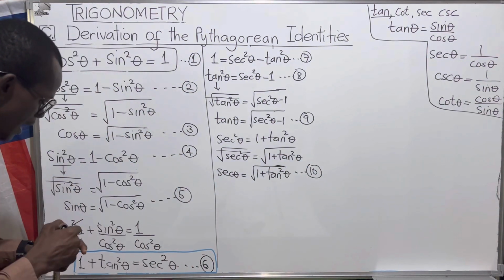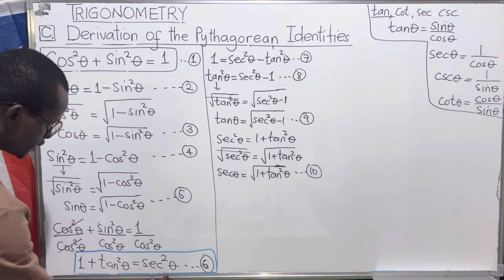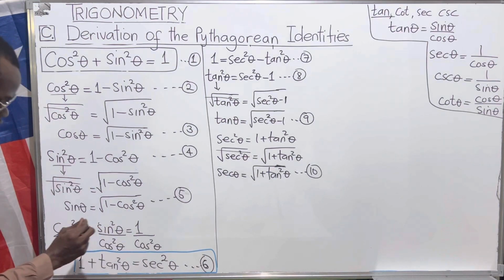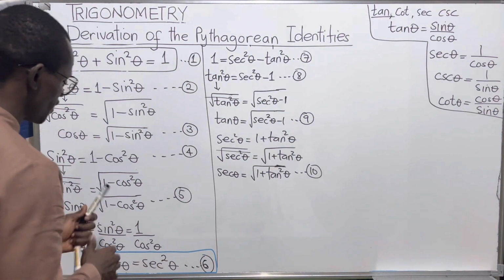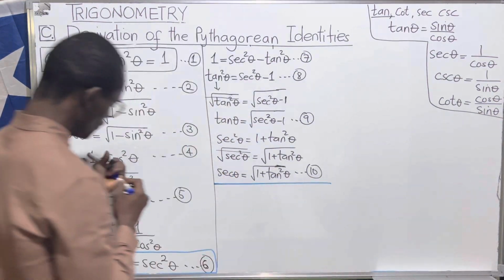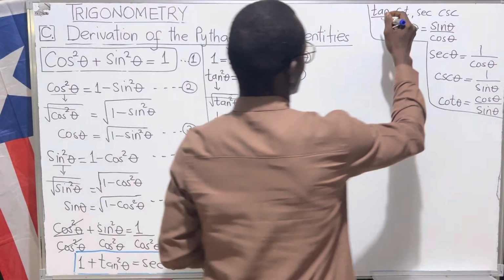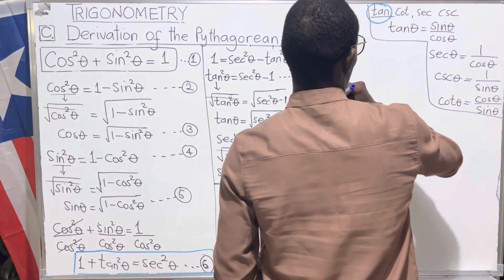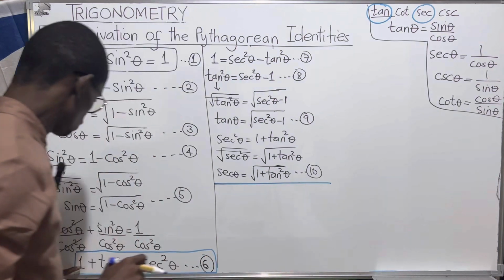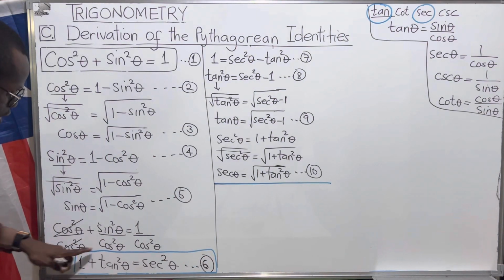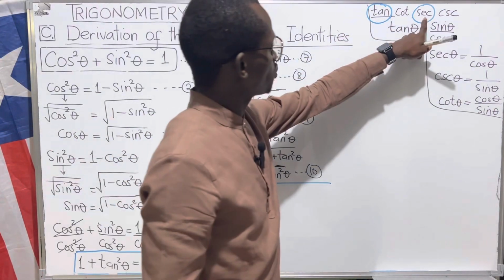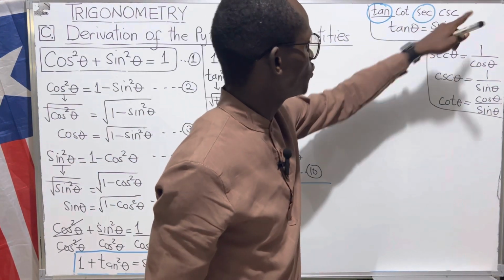Okay, now you have individually solved for secant square theta, secant of theta, tangent square theta, tangent of theta. You have solved for 1. Now let's move to another batch of the identities. Remember, we just found tangent and secant, right? We divided all sides by cos, and we were able to get tangent and secant. So what if we want to get cotangent and cosecant?